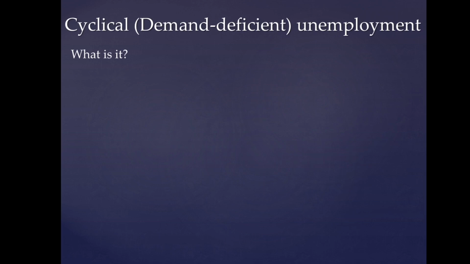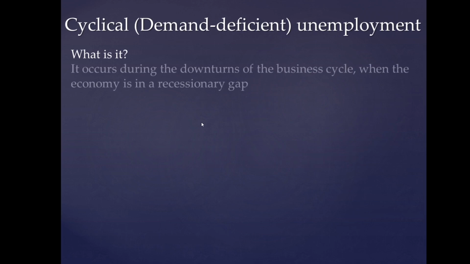It doesn't really matter which model you use. You can use the new classical model or the Keynesian model. As long as you're showing there is a deflationary gap, that is cyclical unemployment. So it's very simple here. As a definition, when there's a lack of AD, you will see cyclical unemployment, and definitely in a deflationary gap, or recessionary gap.